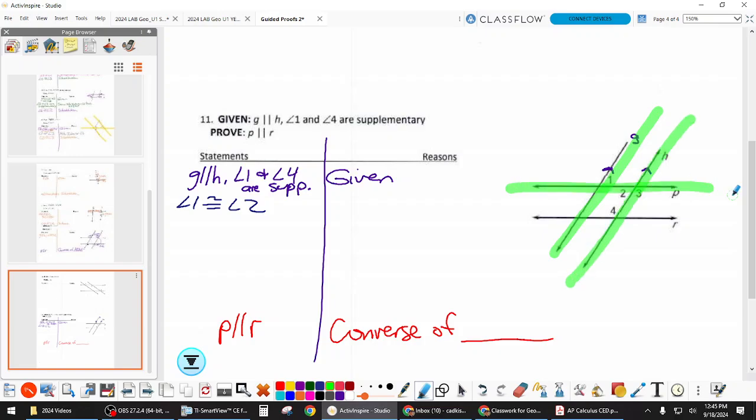Is that true? 1 and 2, are they congruent? Yeah, what kind are they? Those are alternate interior on the lines we know are parallel, G and H. Okay, so yeah, that's true.